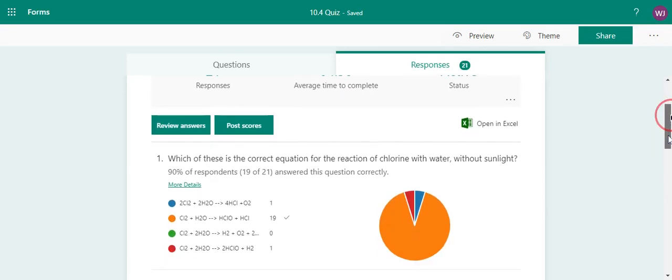So question 1, most of us got this right. The correct equation for the reaction of chlorine with water without sunlight is the second option on there. So Cl2 plus H2O to give HClO and HCl. Most of us got that right.